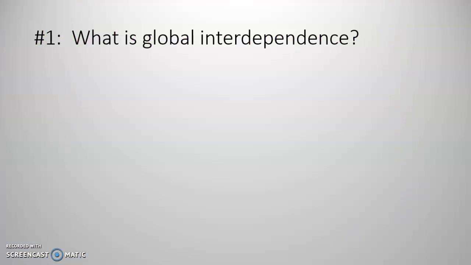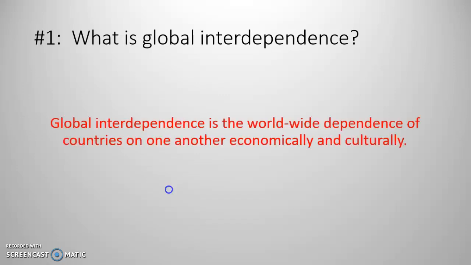The first question we had is, what is global interdependence? Global interdependence is the worldwide dependence of countries on one another economically and culturally. So it means that countries depend on each other for trade, economics, culture, back and forth. So it's very interdependent. We depend on each other for a lot of stuff. France and England and the United States and China and Russia, we're dependent on each other for trade and culture and whatnot.